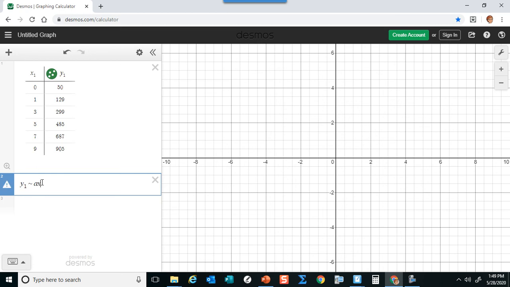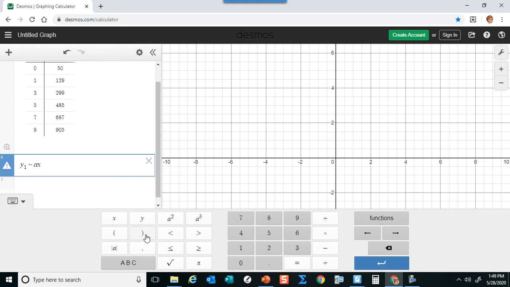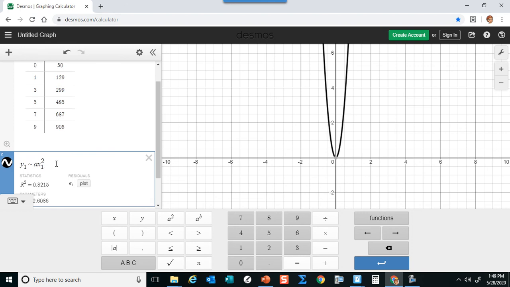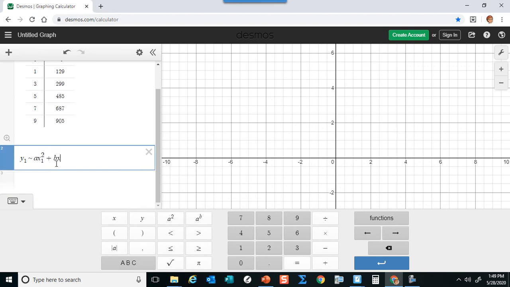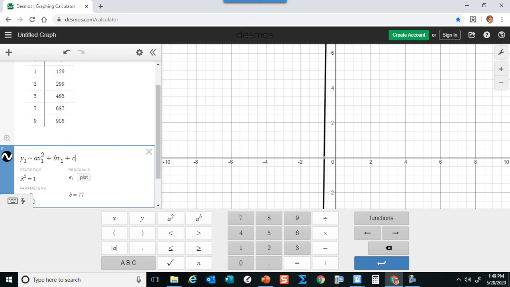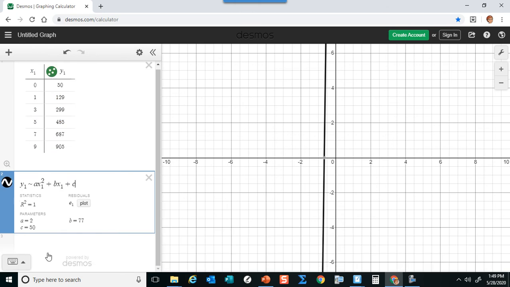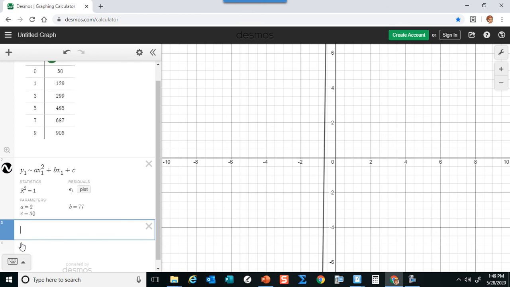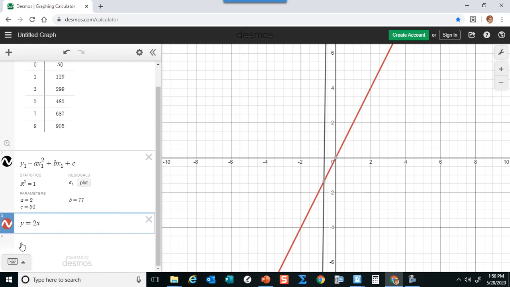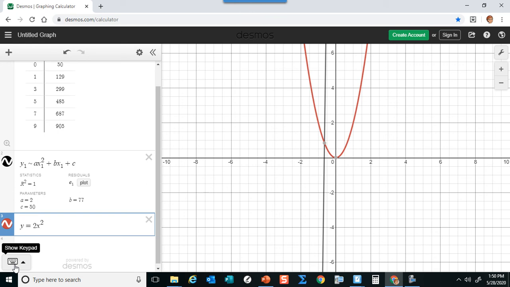a x squared, now I'm going to put the square in first, and then I'm going to type 1, plus b x1 plus c. And now I have my values for A, B, and C, so I can write it in standard form. y equals 2x squared plus 77x plus 50.